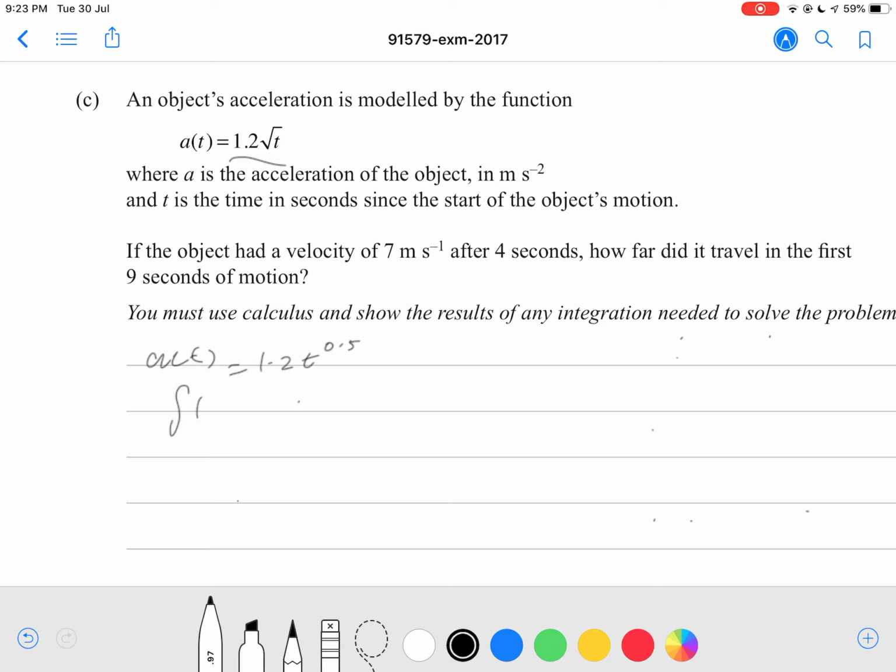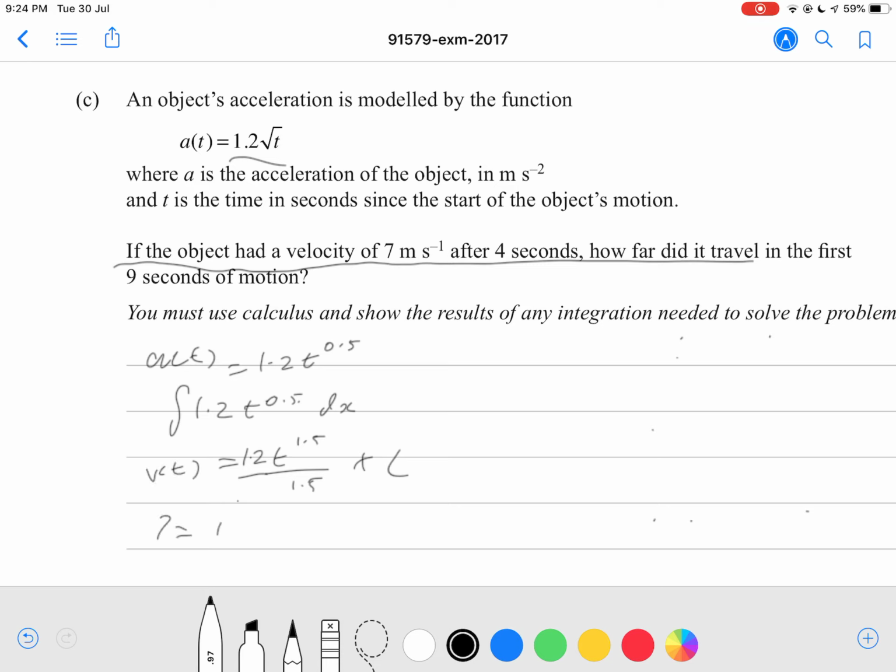So we can say the integral of 1.2 t to the power of 0.5 dt, and that equals, you add 1 to the power and you divide by the new power. So 1.2 times of t to the power 1.5 divided by 1.5 plus c. So we need to find out what c is. So if the object had a velocity of 7 meters per second after 4 seconds, okay, so that's what it's telling you. So v equals 7 when t equals 4. So that's v of t.